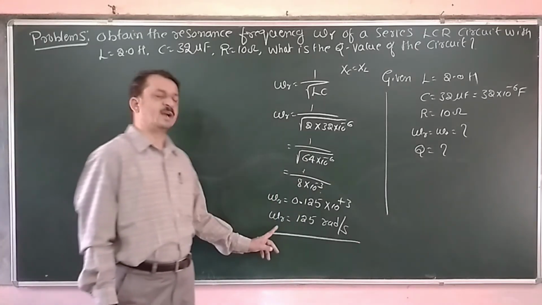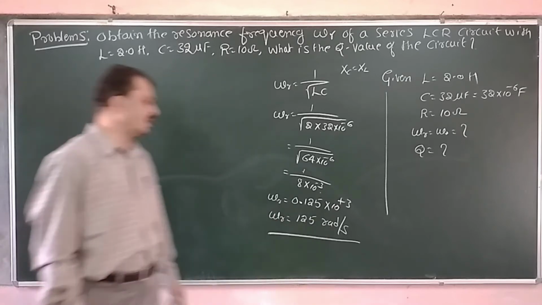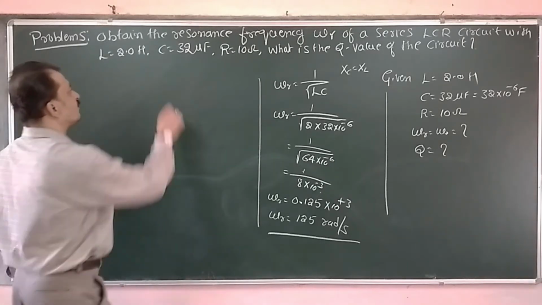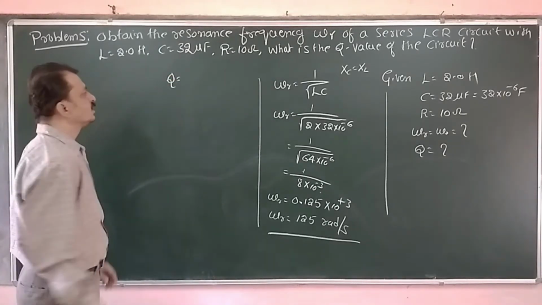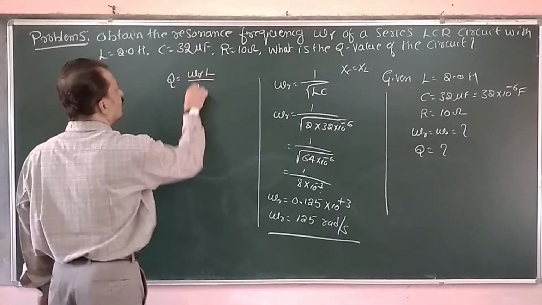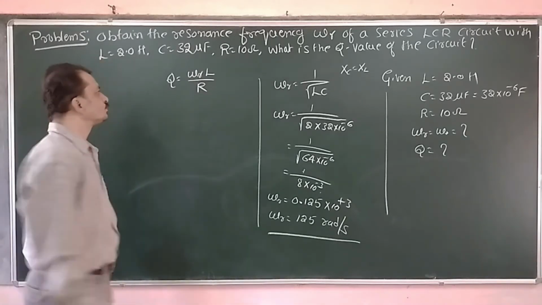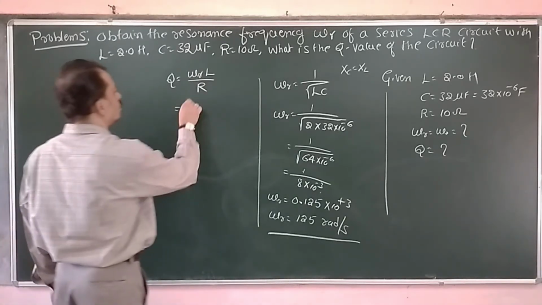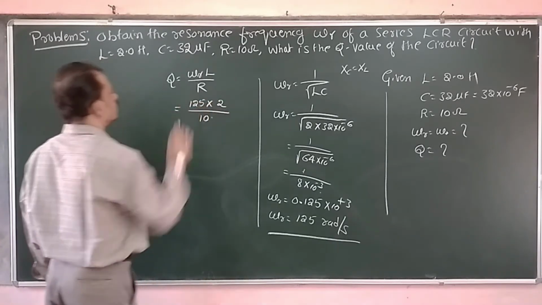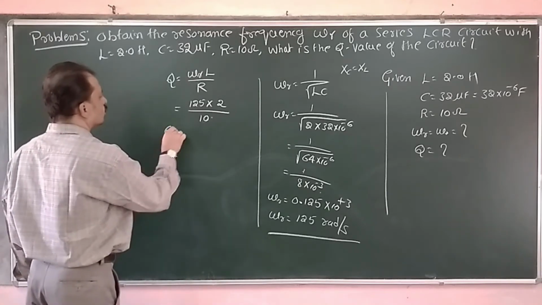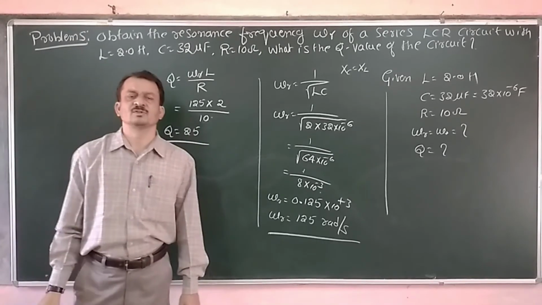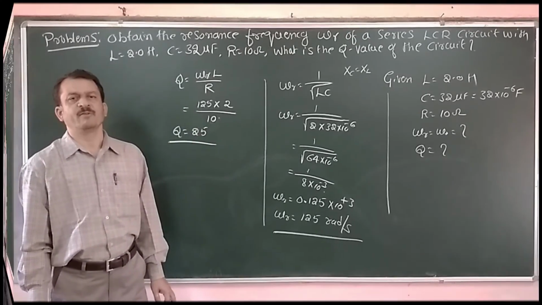Since it is angular frequency, it is written in radians per second. Similarly, we will work out the quality factor. The quality factor of this circuit is given by the resonance frequency times L divided by R. Resonance frequency we have 125, L is 2 divided by 10. Therefore, quality factor is equal to 25. Quality factor of the circuit is 25.